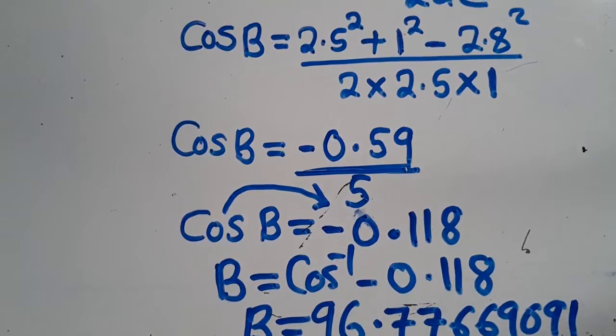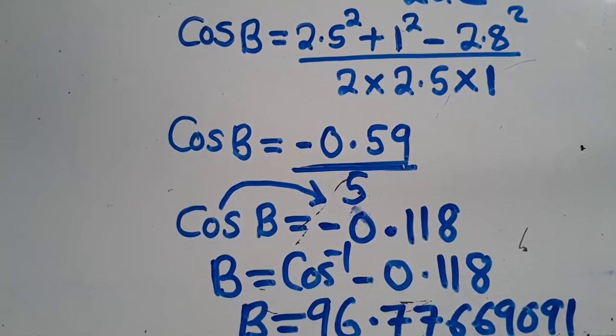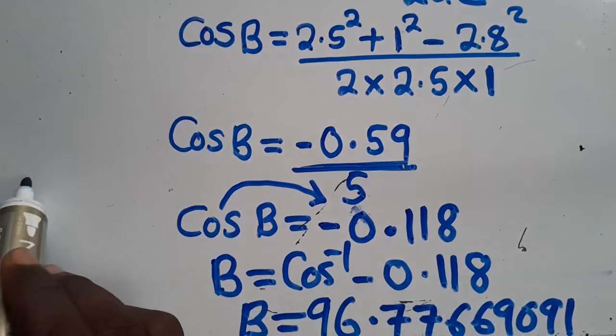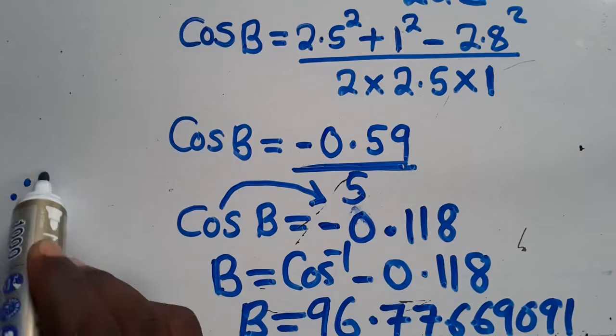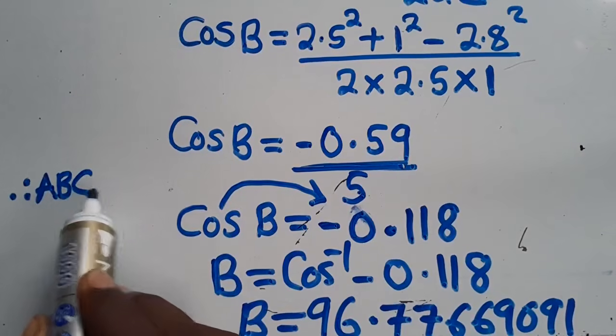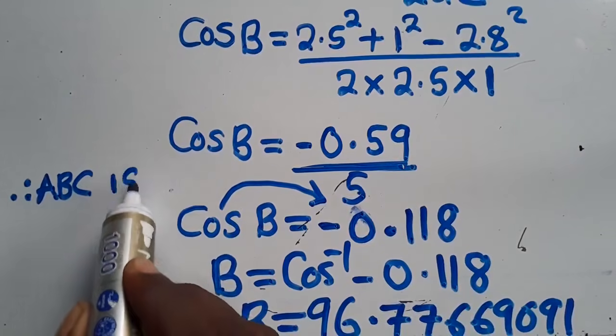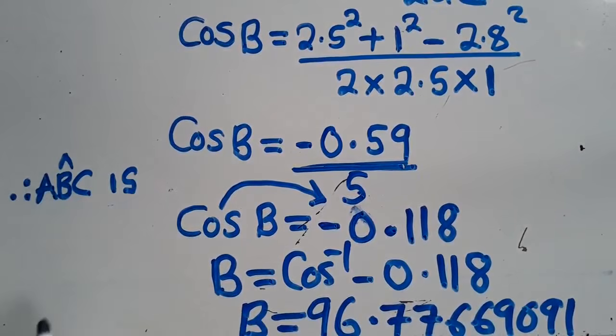So when you get this as your answer, the next thing that you are supposed to do is where now you conclude. This one is just the same as you now conclude and say, therefore, angle ABC is what? Easy. So you even put that one on top. ABC is what?